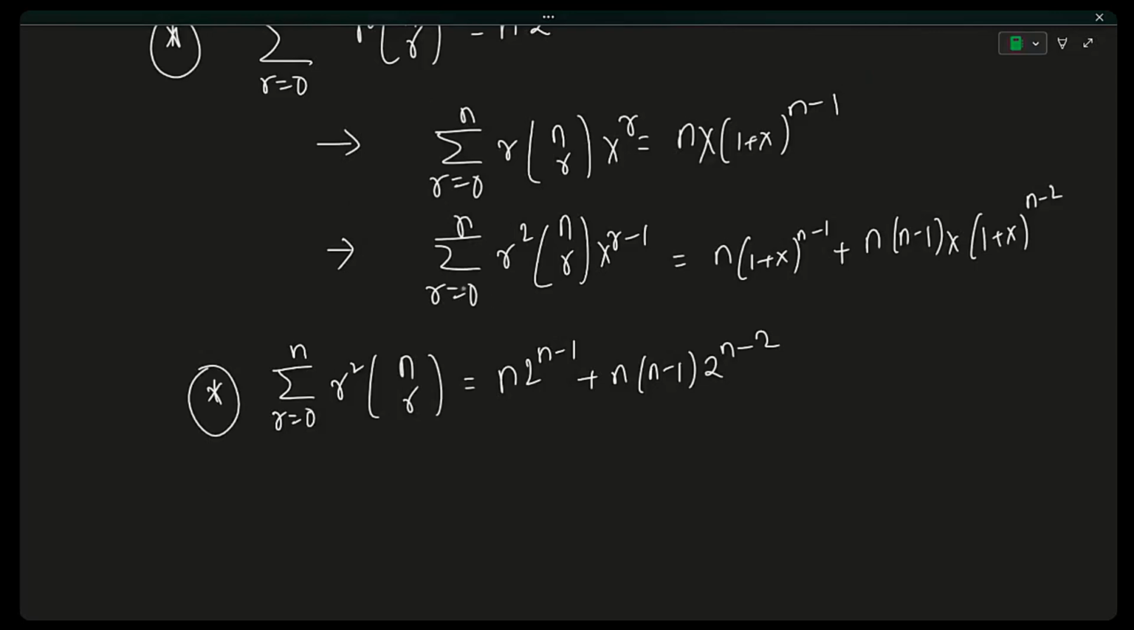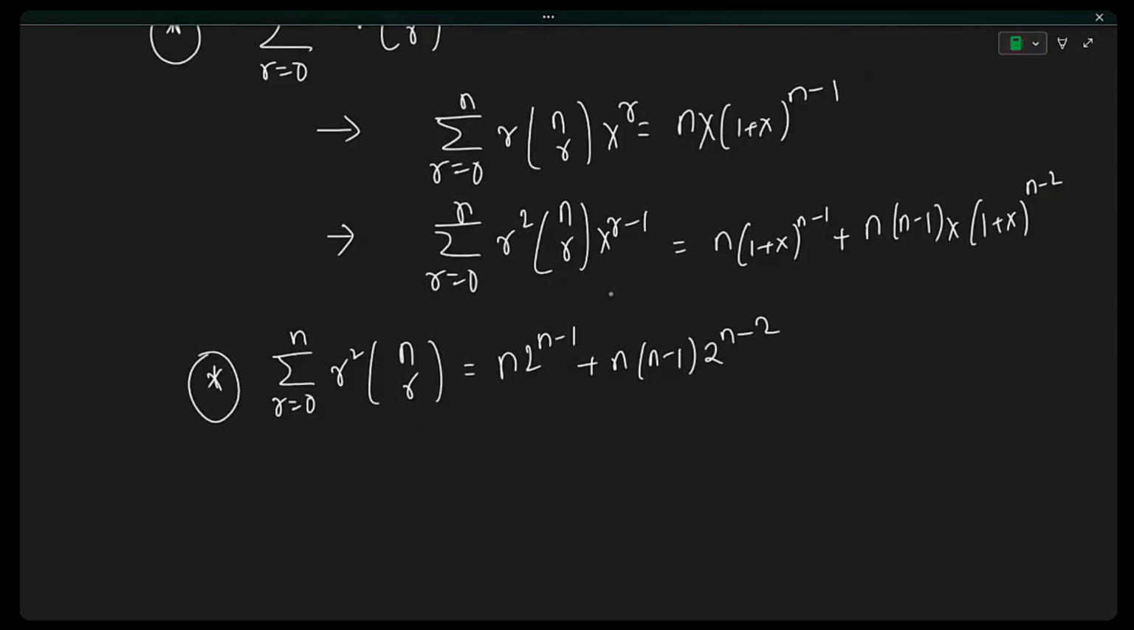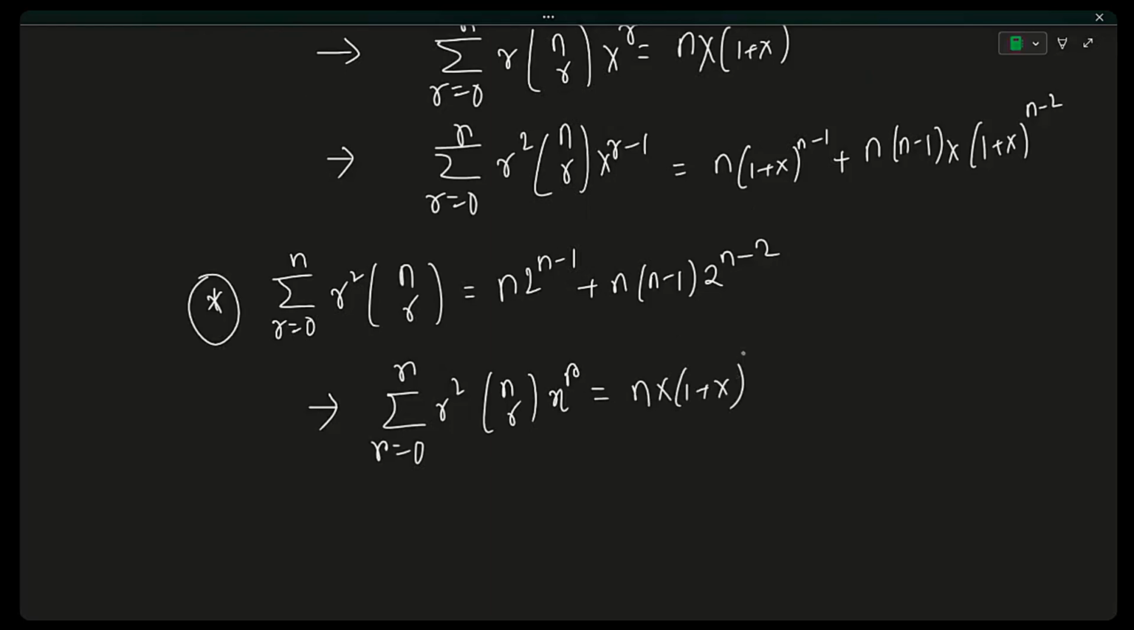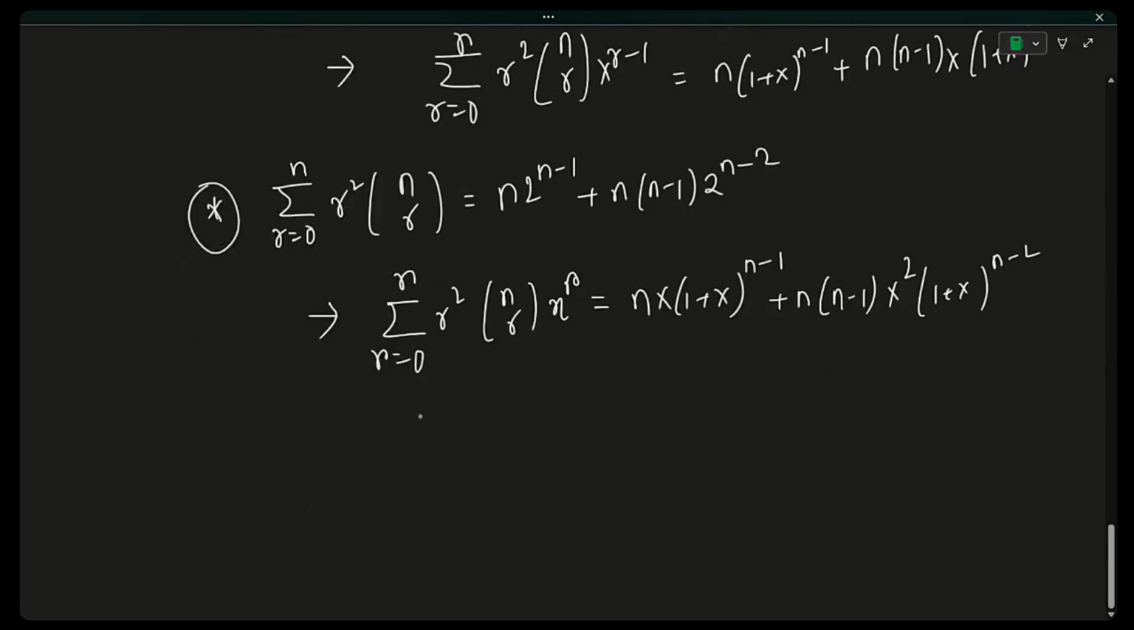So again, from this part, what we can do is this. We can simply differentiate this one more time, finally. Differentiating this, first, obviously, we need to multiply by x. Summation r equals to 0 to n, r squared nCr. Multiplying by x on this expression gives you x to the power r. And on the right hand side, you get n x (1 plus x) whole to the power n minus 1. And on this side, you get n into n minus 1 x squared (1 plus x) whole to the power n minus 2. Now, differentiate both sides.